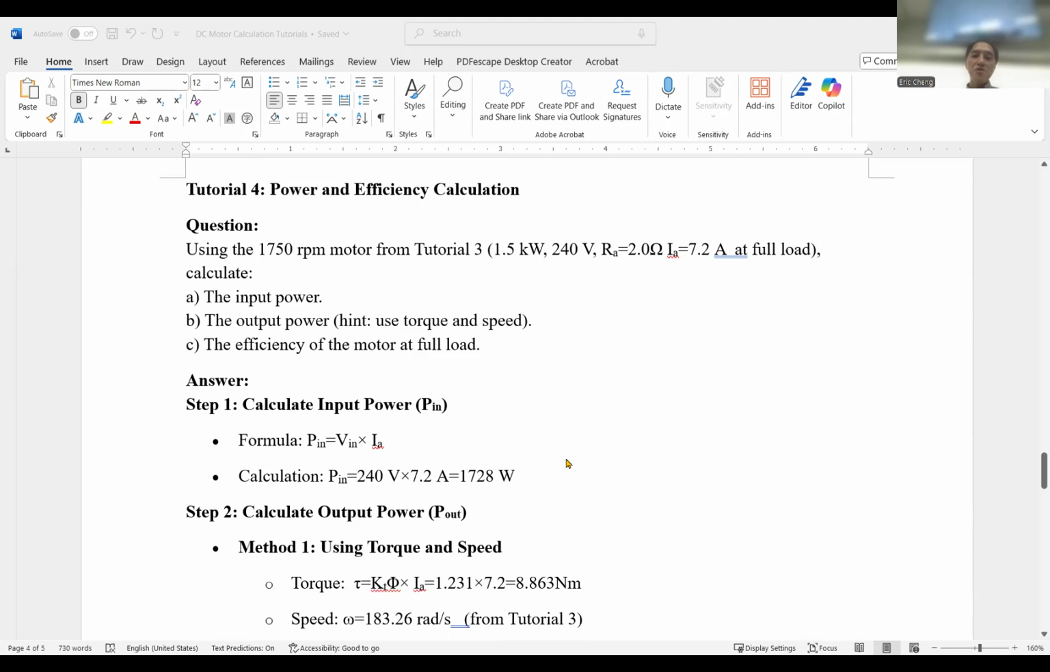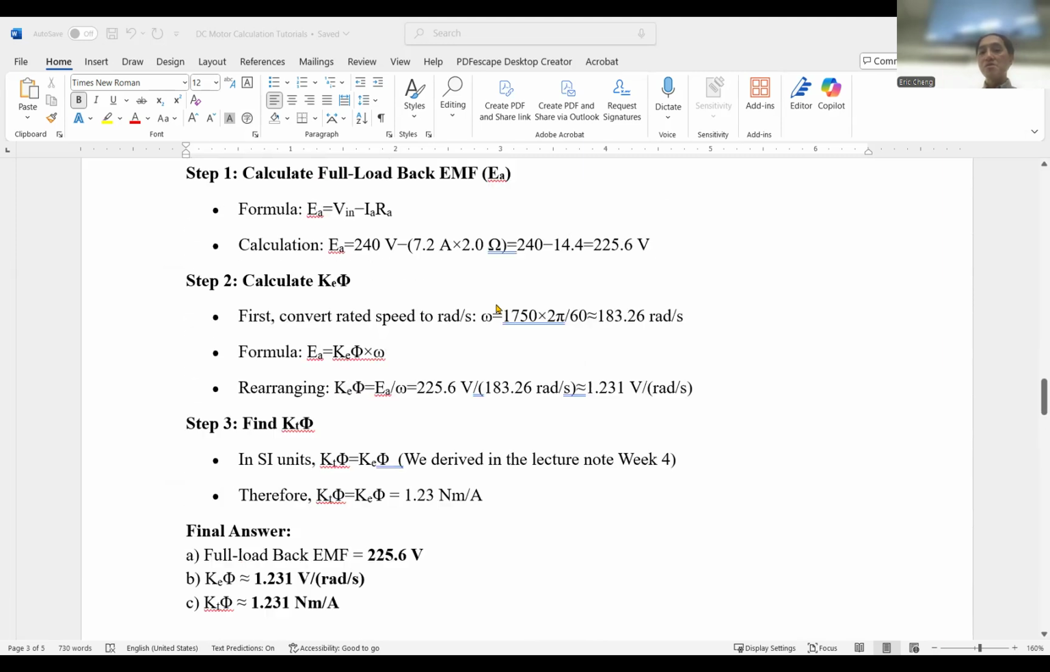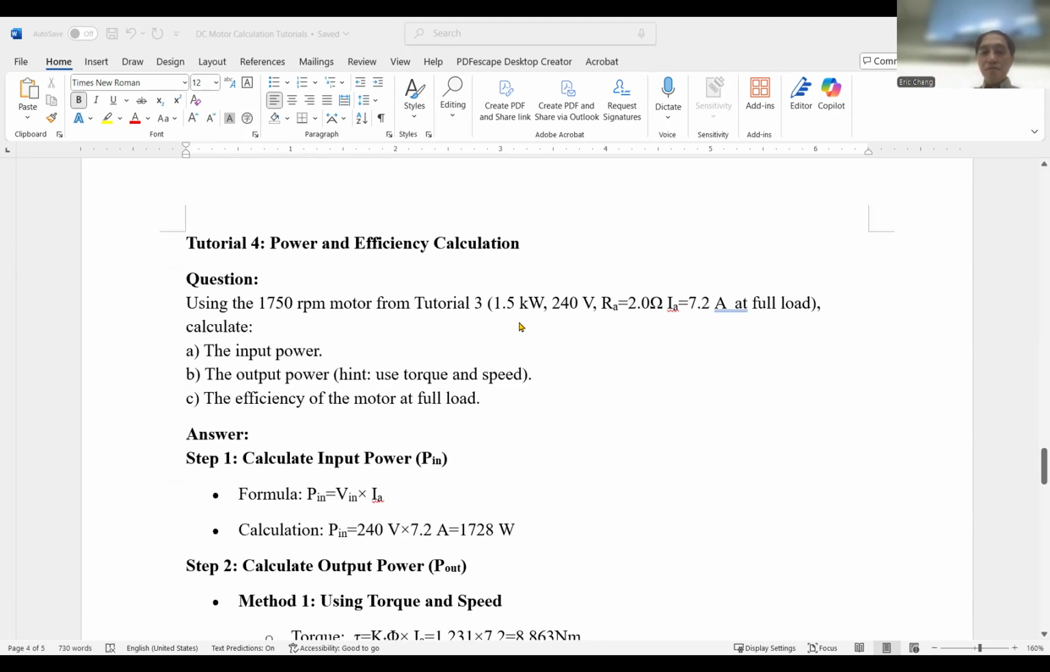The first question is the power and the efficiency. The question here is, we have a motor at 1750 RPM, and we continue with the previous parameters from this tutorial. From the previous tutorial, we know the motor is 1.5 kW, 240 volt, RA 2 ohm, and the current is 7.2 amp at full load. Now we calculate the output power. The input power is the input voltage 240 multiplied by the motor current, because we assume the motor is under DC 240 volt, we are not putting any PWM there. So that means input power is 1728.